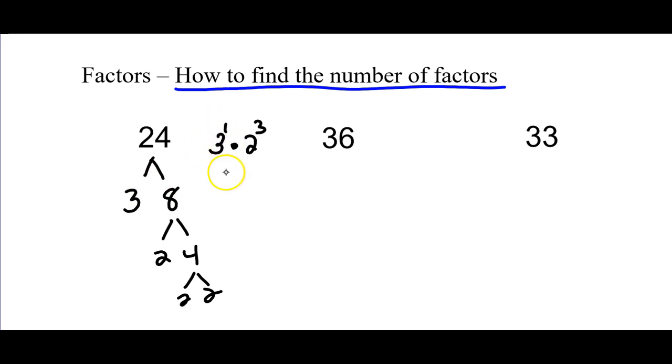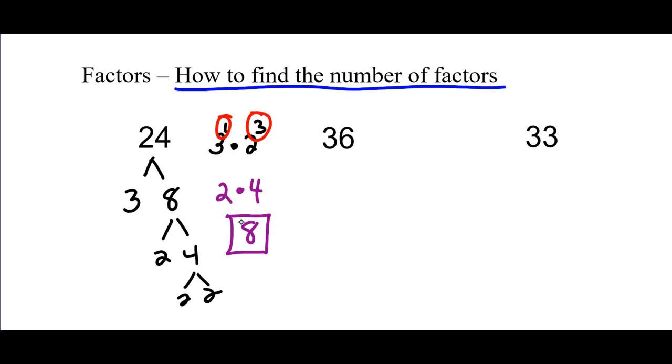So now that I've got the prime factorization written in exponent form, the only trick we do here to figure out the number of factors is to look at these exponents and add 1 to each one. So if I add 1 to 1, I get 2. If I add 1 to 3, I get 4. And then I want you to multiply that result together. So 2 times 4 is 8. So what this number tells me is 24 has 8 factors.